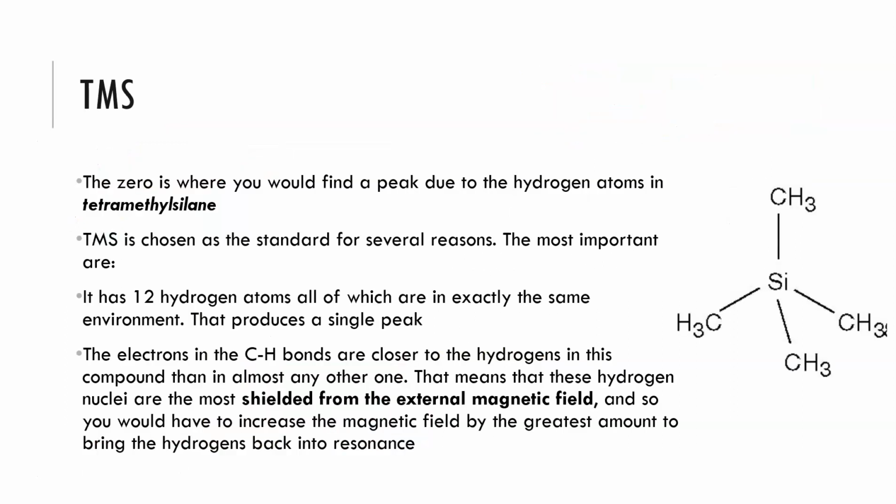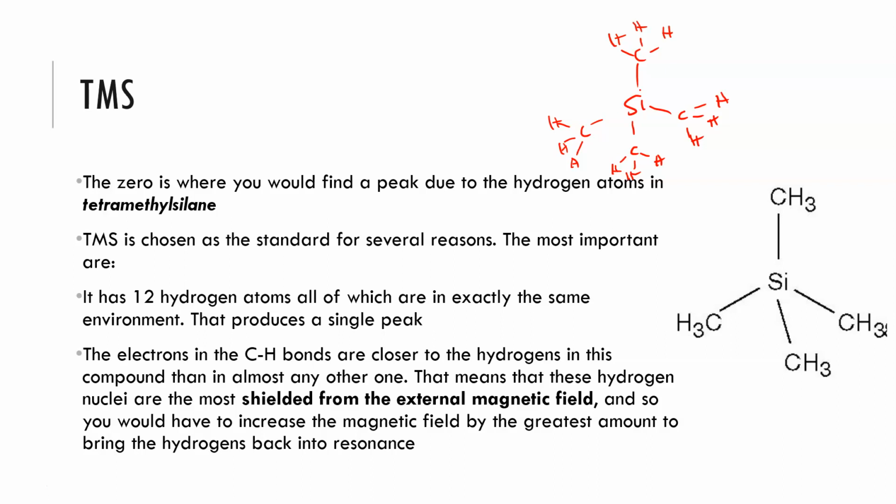So as I said, TMS is what we calibrate the machines against. This is tetramethylsilane. Okay, so it is a silicon with 4 methyl groups. If you are asked to draw the structural formula of tetramethylsilane, it is important that you include all bonds, remembering that VCAA wants us to show all bonds when drawing our structural formulas.